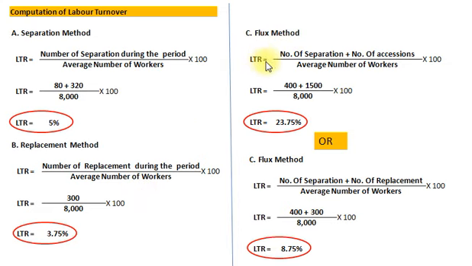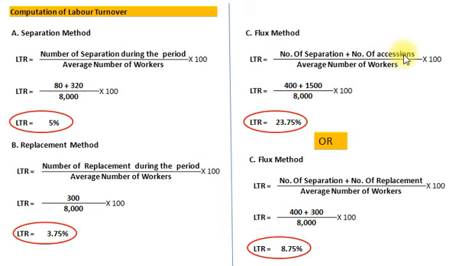Now labor turnover rate for flux method. The labor turnover rate is equal to number of separations plus number of accessions divided by average number of workers. So number of separations 400 plus number of accessions, that is total recruitment 1,500, divided by 8,000 workers average, and our labor turnover rate for flux method is 23.75%.